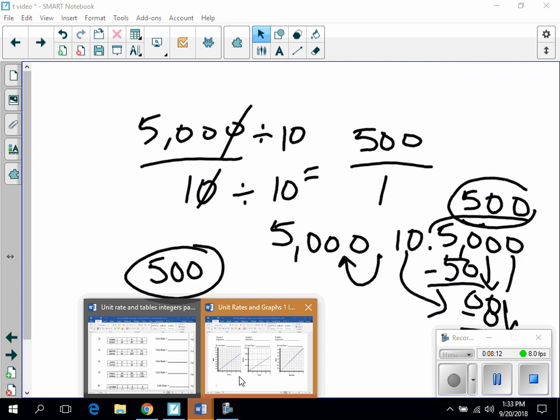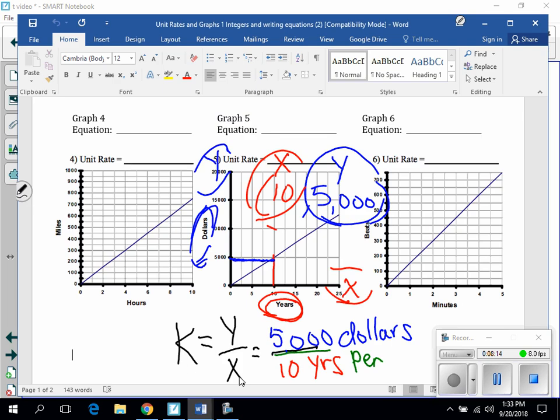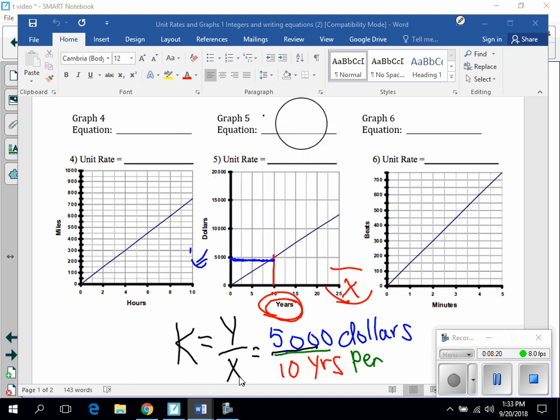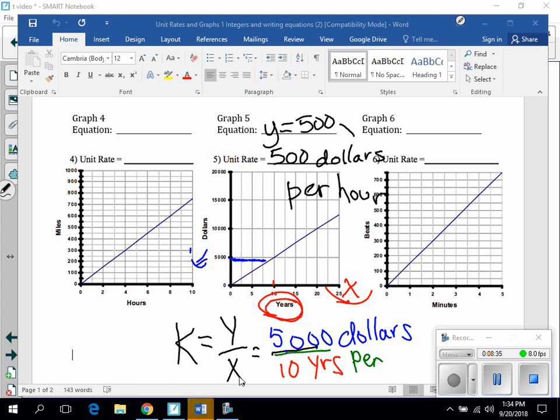Let's go back to the Word document. So the unit rate is $500 per hour. And then the equation would be y equals 500x.